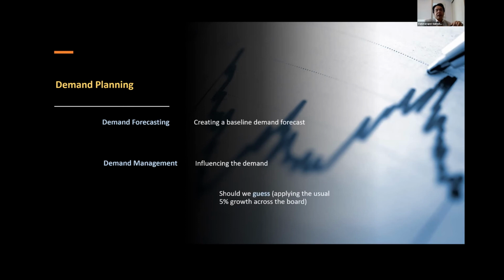So in doing this demand planning, should we guess? Many of the companies, unfortunately, when they do the demand plan, or sometimes when they do the annual plan, they might call it budgeting. Many times you're going to see that they just multiply by 1.05, basically 5% growth across the board. Should we do that? Or should we make use of analytics?